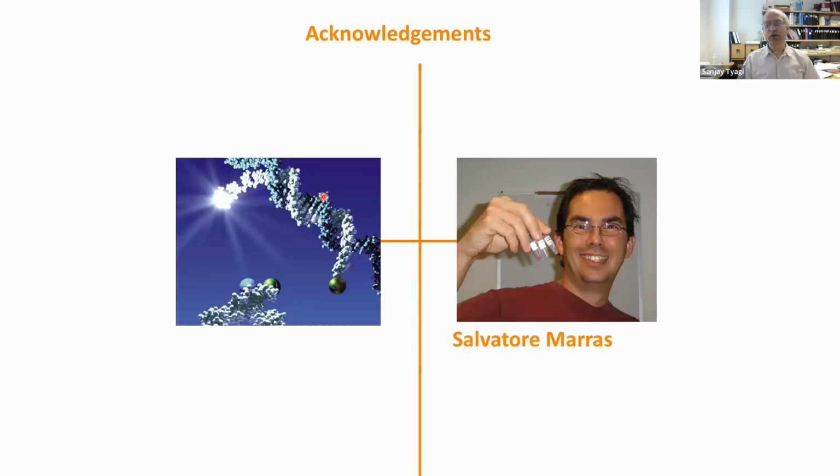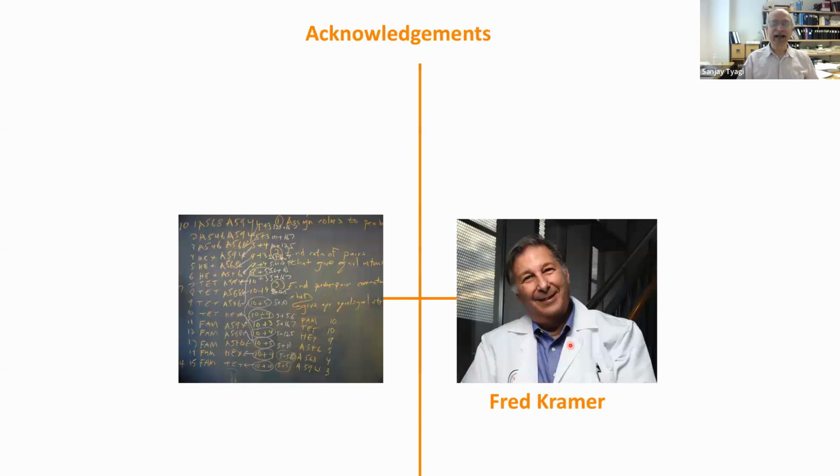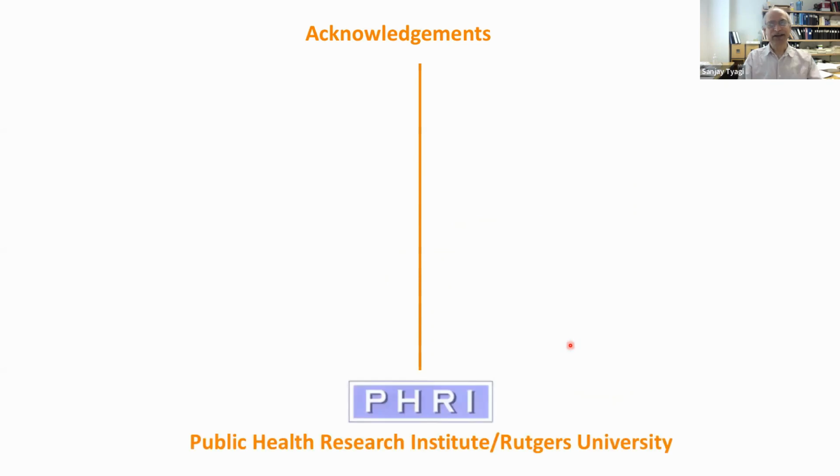And this is Salvatore Maras. He walks into my office, he's an amazing chemist, holding these beacons in his hand. And Latasa Fraser, she did the work that I just alluded to at the end. And today she's getting married, I think in half an hour. And this is Fred Kramer. He's my guru, he's my mentor, and I've shared a lab with him for the last 35 years. He's also my umbrella shelter and so on. And the work was done here.